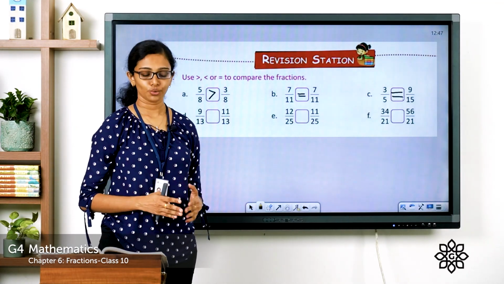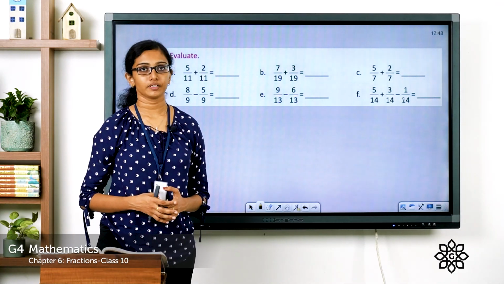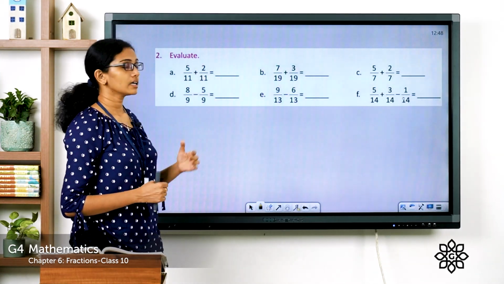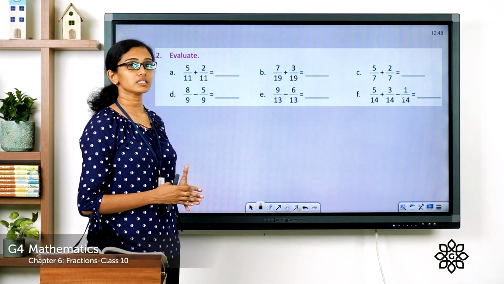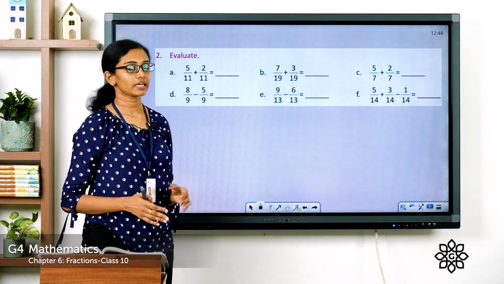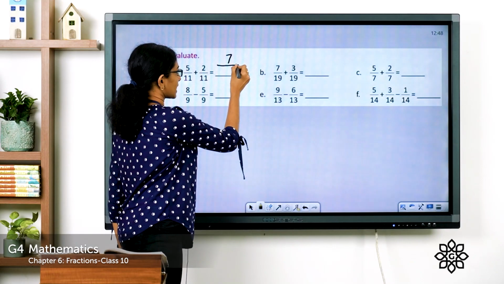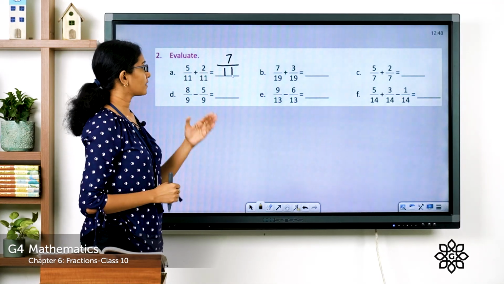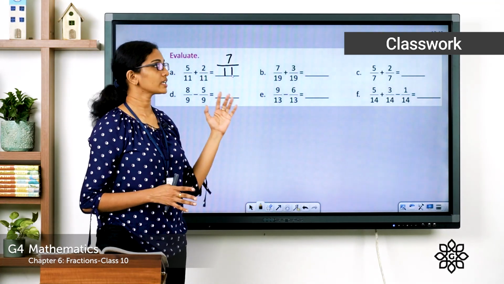Now, let's move on to question number 2. Evaluate. Question A, 5 by 11 plus 2 by 11. Here we are asked to add two like fractions, 5 by 11 and 2 by 11. Since they have the same denominator, it's just needed that you add the numerators and write the numerator above the same denominator. So, let's add the numerators 5 and 2. 5 plus 2 is equal to 7 and the same denominator 11. So, 5 by 11 plus 2 by 11 is equal to 7 by 11. Similarly, complete the questions B and C, which are also addition of fractions.